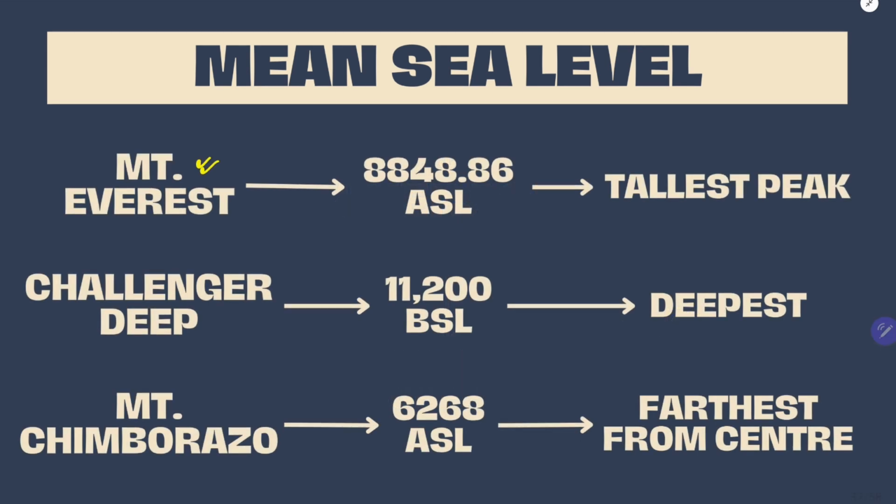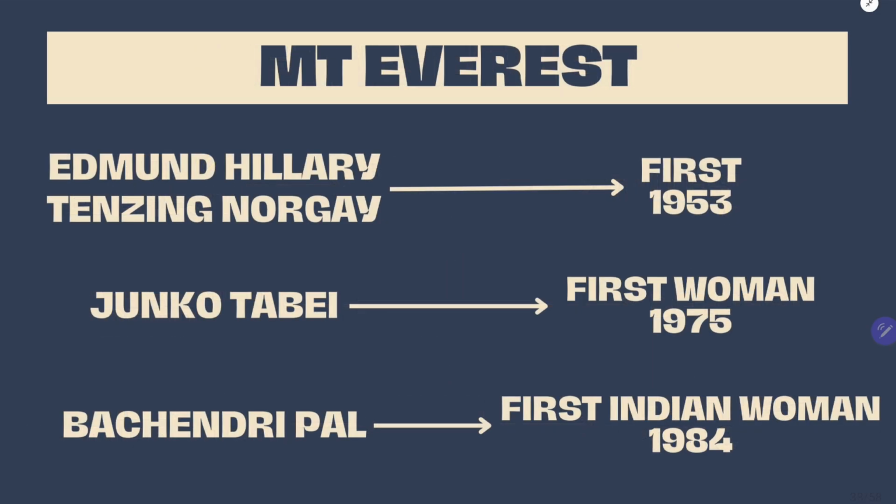We also saw Mount Everest, which is around 8,848 meters above sea level and is the tallest peak above sea level. We saw Challenger Deep, which is around 11,200 meters below sea level and is the deepest point on Earth's seabed. And we saw Mount Chimborazo, which is 6,268 meters above sea level and is the farthest point from the Earth's center.